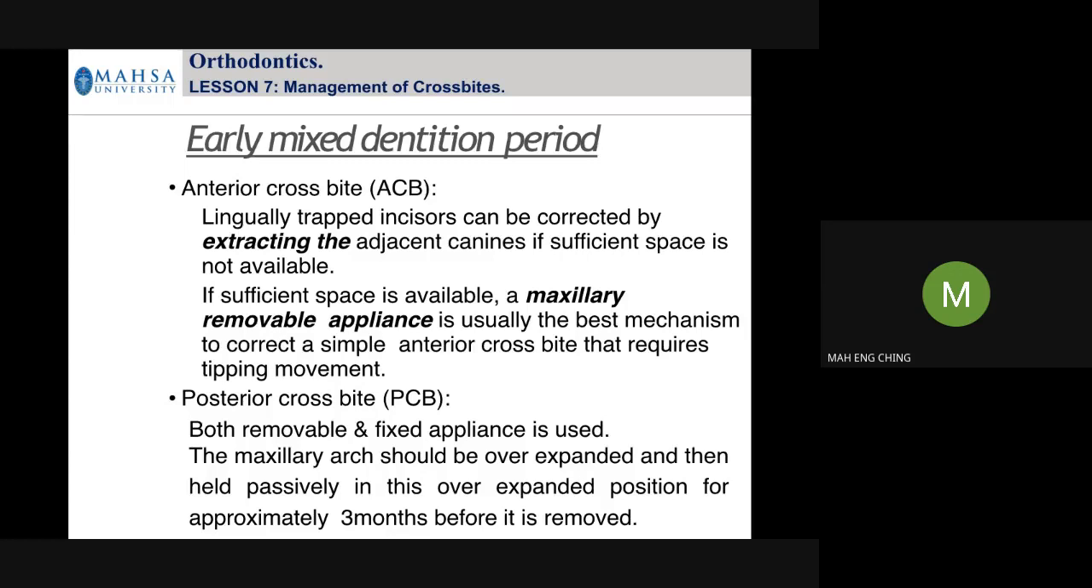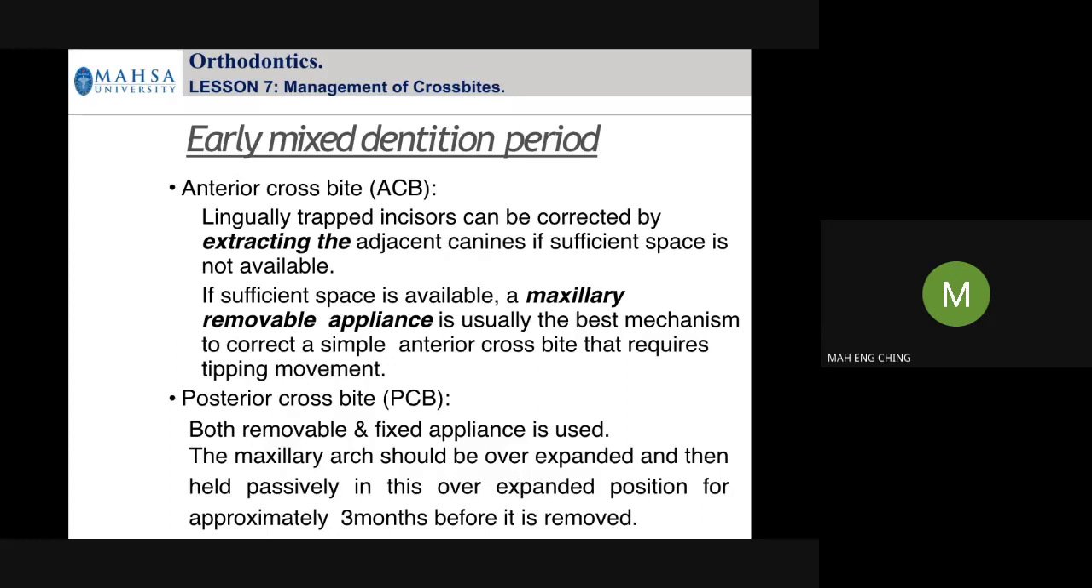So you can use a simple removable appliance, like you designed your removable appliance before. You can put a Z spring, or even an anterior expansion screw, that can correct the crossbite if they are not too difficult.